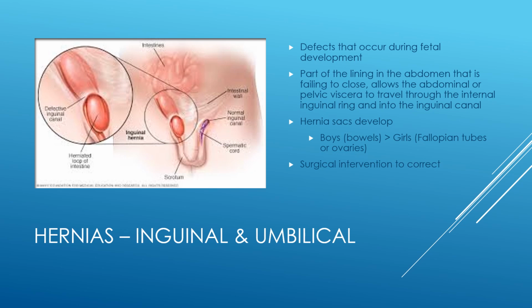Surgical intervention is used to correct these. Typically we make sure the patient is thriving before we perform the surgical procedure, so they will probably be several weeks old unless bigger problems are occurring. Most parents are going to see the hernia when their baby is crying or straining. It may not be seen during a clinic visit unless the provider can make the patient cry or strain, and then they will see it.